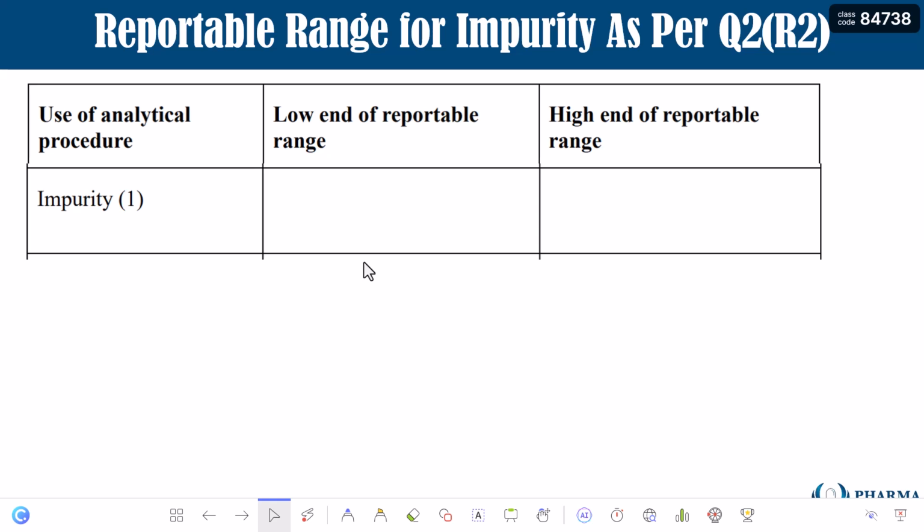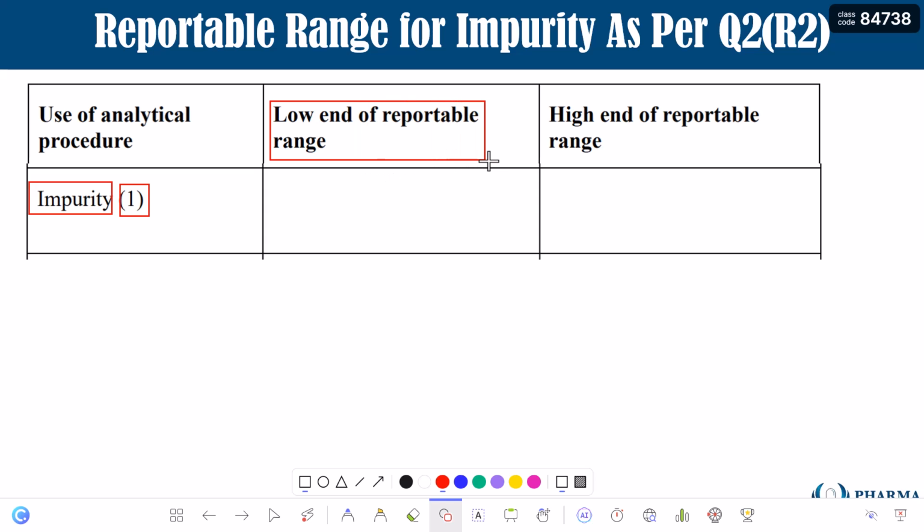So here is the first important point: understanding the reportable ranges for impurity or related substances. There is one overshare, and we will talk about point number 1 at the end of this video. Let us begin by understanding how to define the low-end reportable range. The range always has different concentrations, starting from low concentration to high concentration. This particular column talks about the lowest concentration, the beginning of our range.